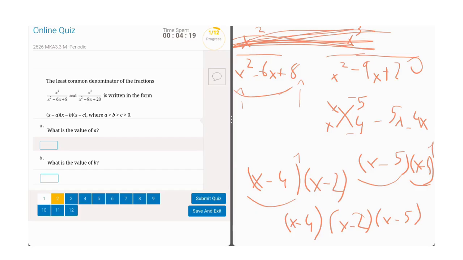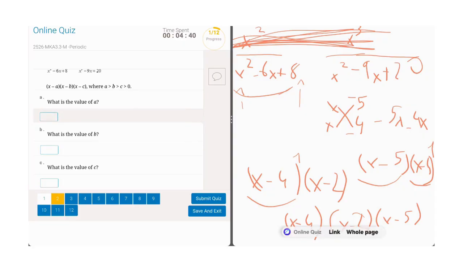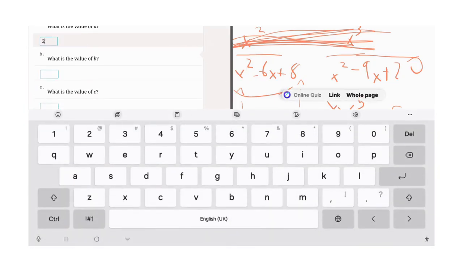Here it's written in the form of (x minus a) into (x minus b) into (x minus c). Here we have (x minus 4) into (x minus 2) into (x minus 5). And because of the multiplication property, it doesn't matter in which order you put a, b, or c. So for us, we have 4, 2, and 5. It can be 2, 4, 5, or 5, 4, 2, doesn't matter, as long as you have these answers.